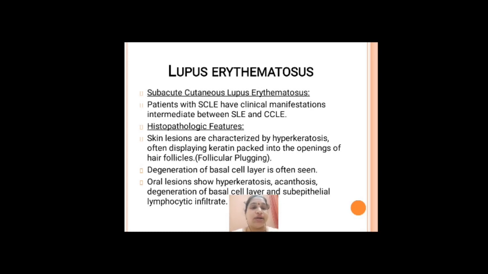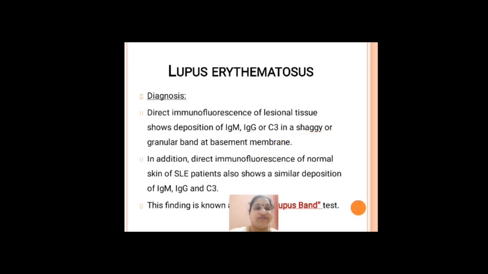Subacute, as I said, the clinical manifestations will be intermediate between the systemic and the discoid form. And histologically, skin lesions will show hyperkeratosis, and often the keratin will be seen packed into the openings of the hair follicle, called follicular plugging. And oral lesions also will show hyperkeratosis, acanthosis and inflammatory infiltrate.